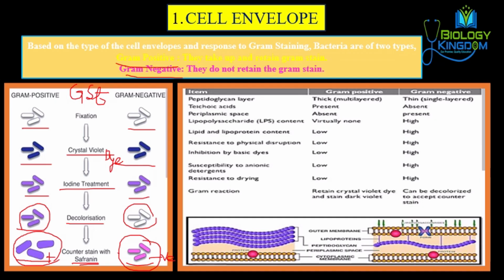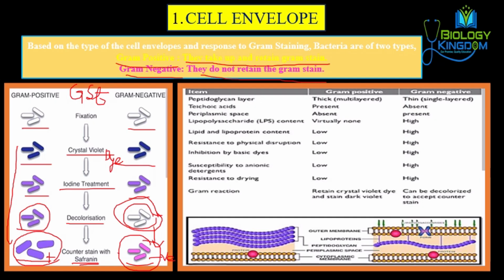So that is what I have given here: they take up and retain the Gram stain. Since the starting, if we observe here, we can easily understand the nature of Gram positive bacteria, whereas Gram negative bacteria, in the decolorization step, will not retain their color. They lose their color and ultimately change into some other color apart from the Gram stain. So they do not retain this Gram stain.